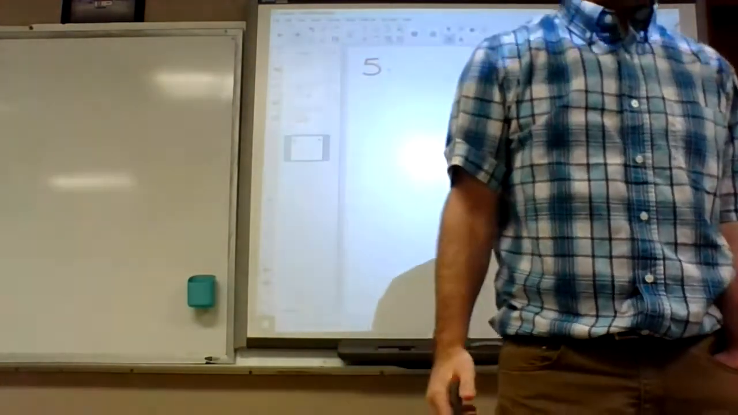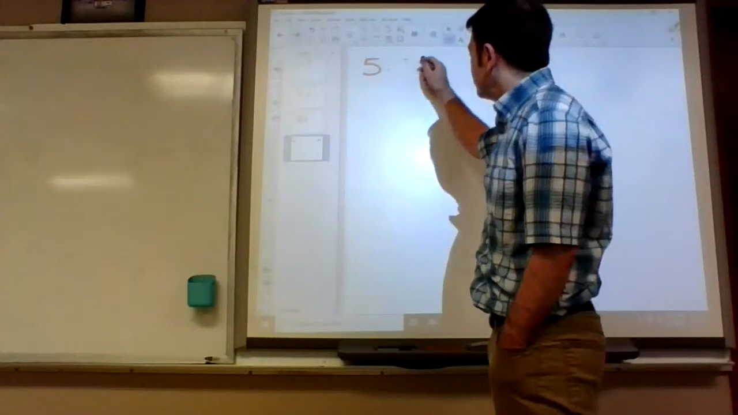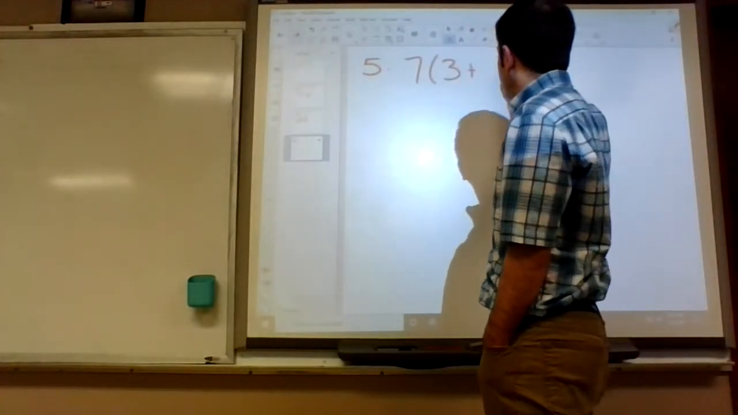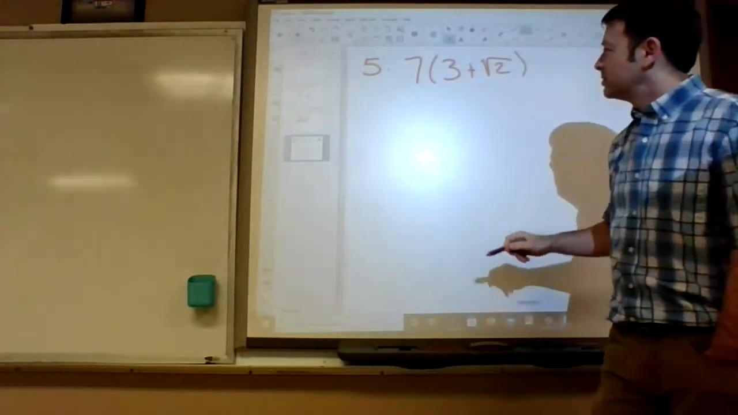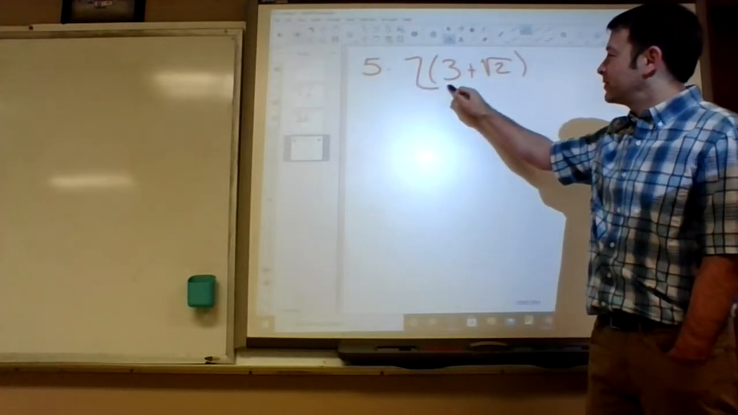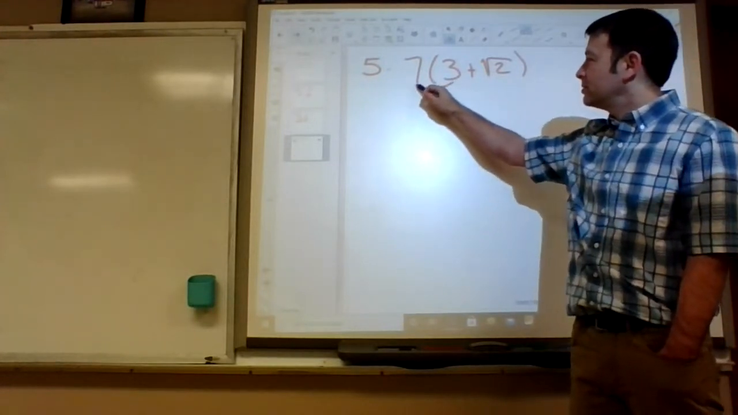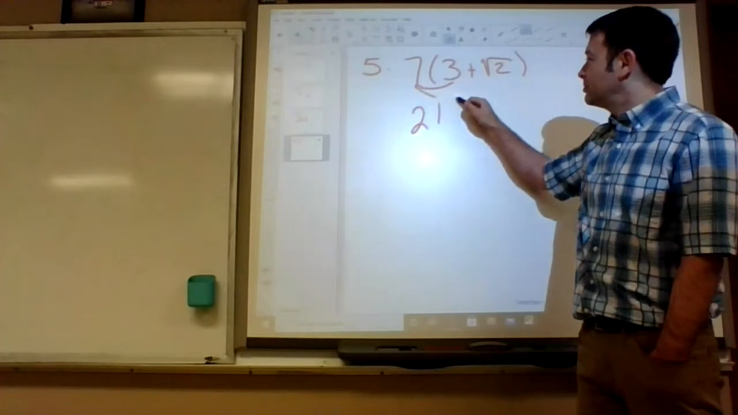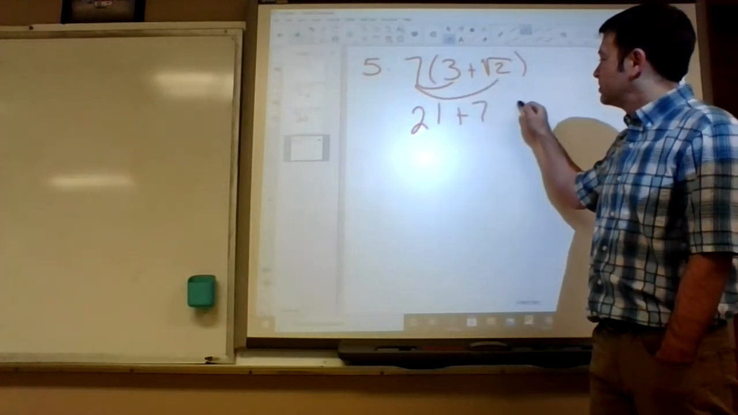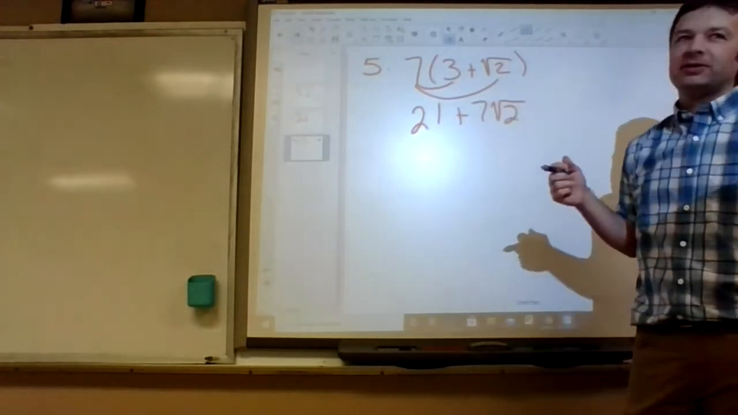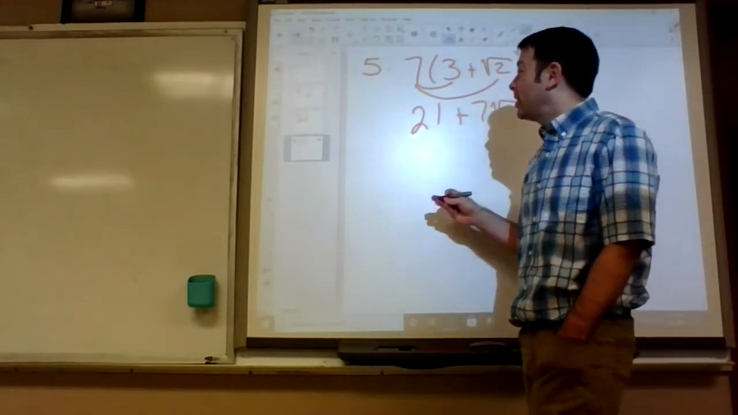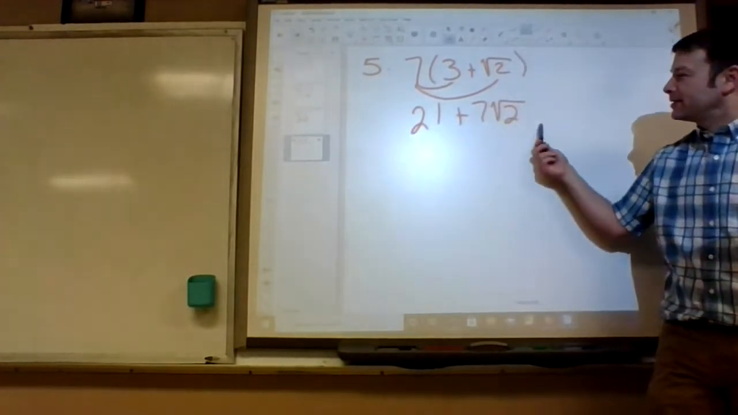Okay, what kind of problem is number 5? Distribution. So, what's the first term going to be? 21. What's the second term going to be? 7 square root of 2. Can I do anything else? No. See how easy this is.